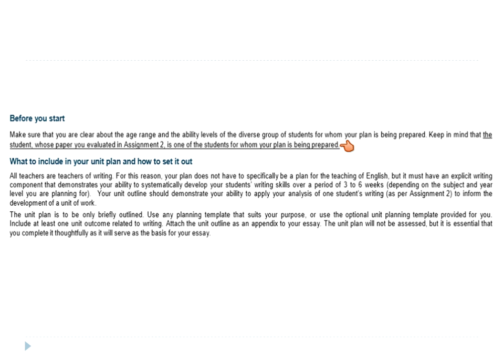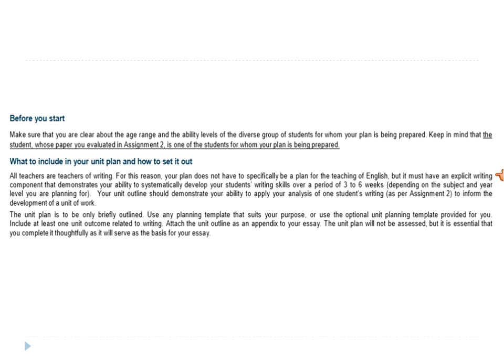So these are the things you need to think about before you start. Now, what to include in your unit plan and how to set it out. All teachers are teachers of writing. As I just mentioned, your unit plan does not have to specifically be a plan for the teaching of English, but it must have an explicit writing component that demonstrates your ability to systematically develop your students' writing skills over a period of 3 to 6 weeks. Depending on the subject and year level, of course, that you're planning for.